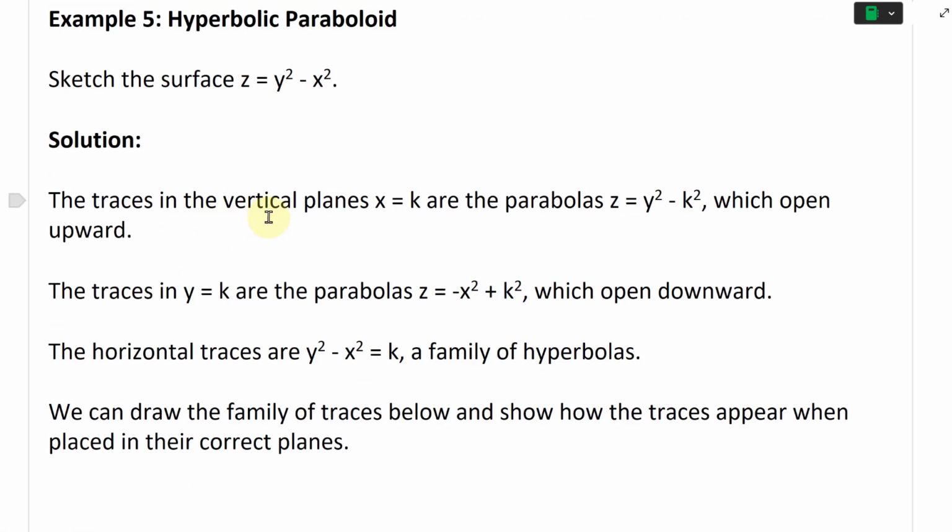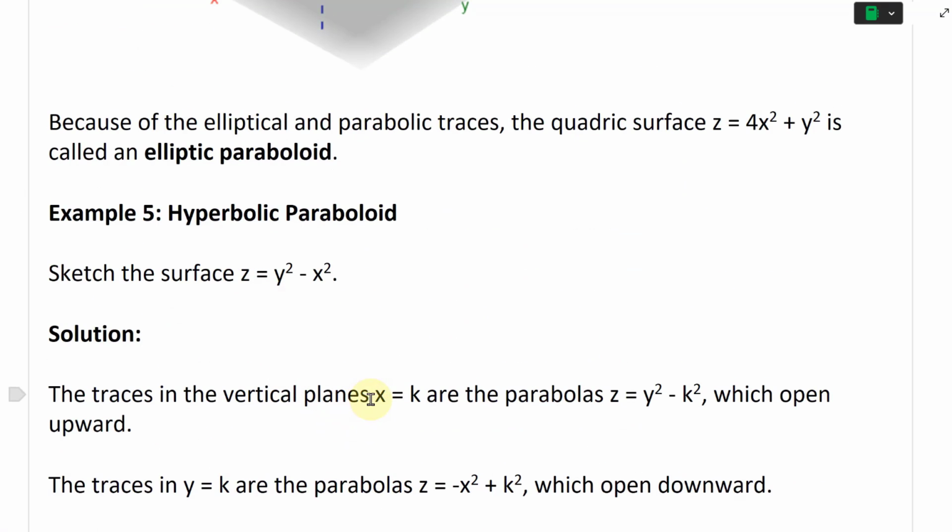So the traces in the vertical planes x equals k, when you put in k, are the parabolas z equals y squared minus k squared, which open upward. This just indicates they're shifted down, and then it goes above the origin there.